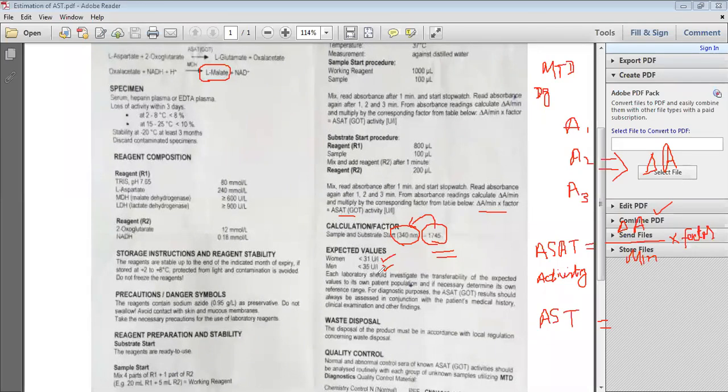So these are the expected values, and if we have more enzyme activity, more than 35 international units in men or 31 international units in females, it means maybe there is damage in the liver cells or liver tissues due to some infections. So this test is used to diagnose the pathological conditions in the liver, and mostly we use this test to evaluate the function of the liver, or to diagnose infections or liver damage.